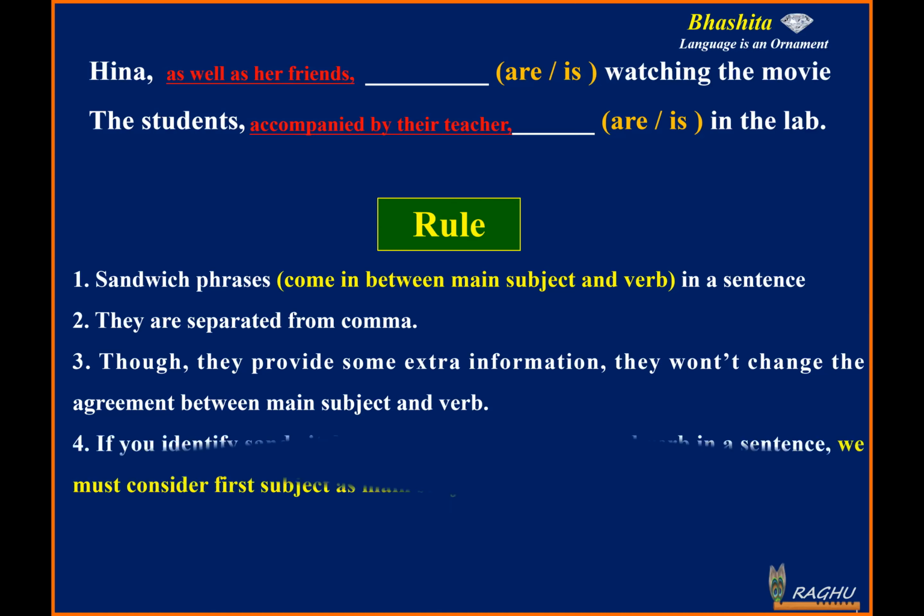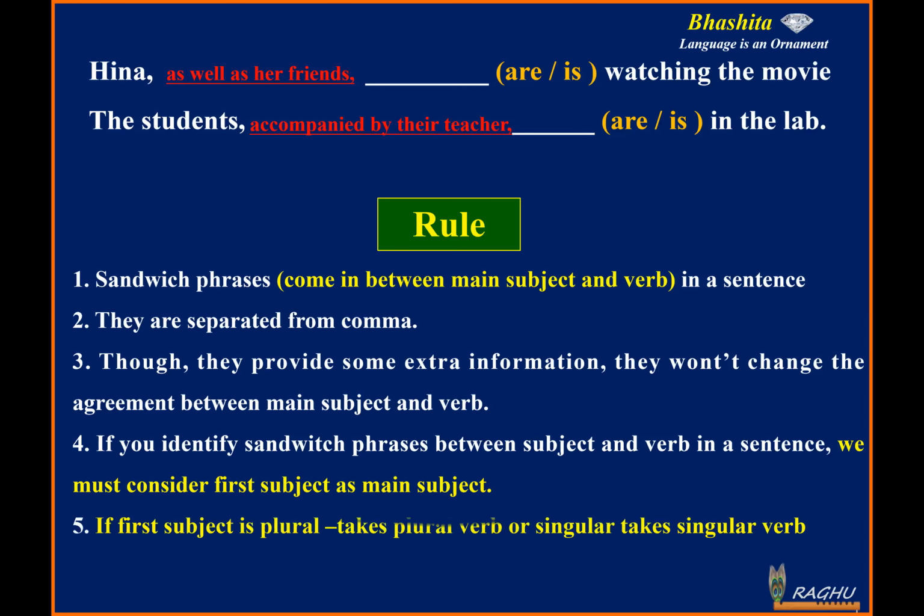So what is that? If you identify a sandwich phrase in between the subject and the verb in a sentence, we must consider the first subject as the main subject in the given sentence. If that first subject, which is considered the main subject, is singular, it will take a singular verb. If the first subject, which is considered the main subject, is plural, it will take a plural verb.